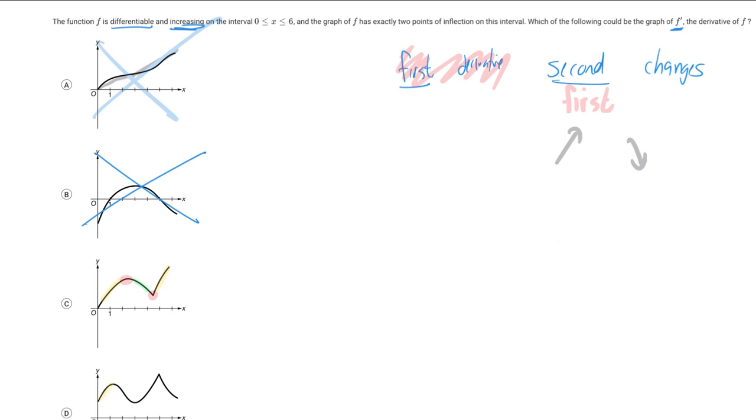So these two things are going to give me inflection points on my original. Here we go from increasing to decreasing to increasing to decreasing. This will give me 3 different inflection points. So the one that answers the question is C, because my first derivative changing from increasing to decreasing is going to give me an inflection point, and that happens twice.